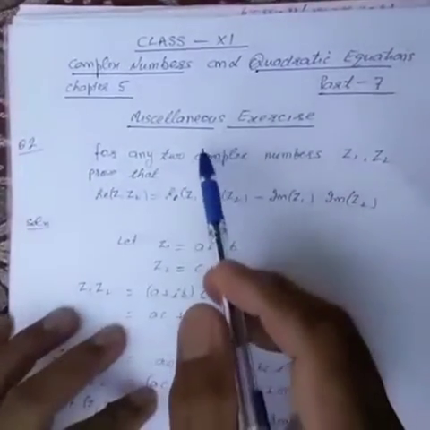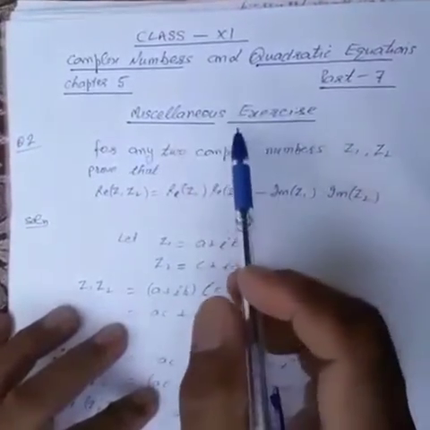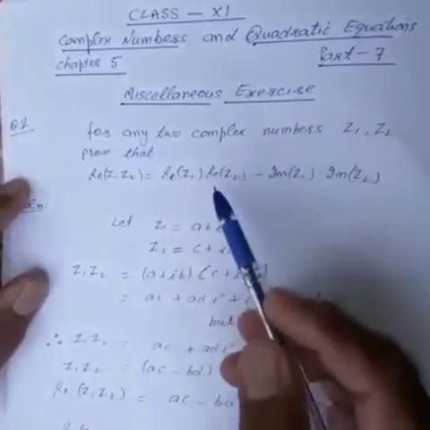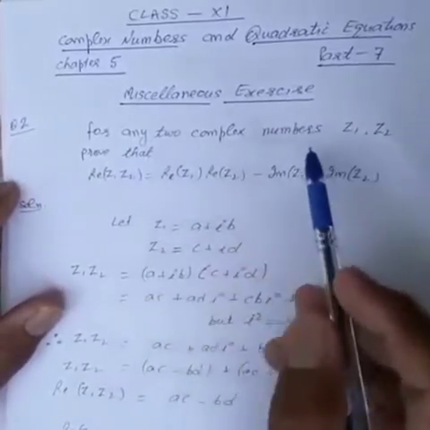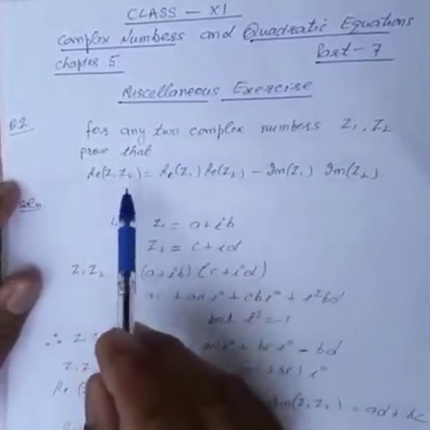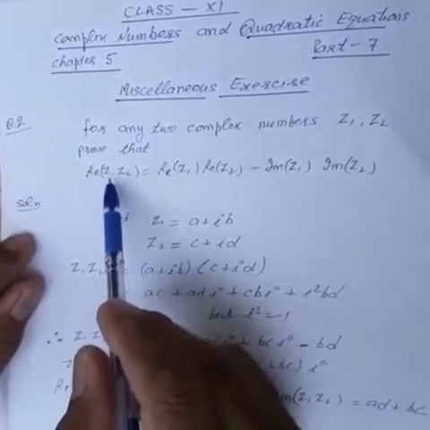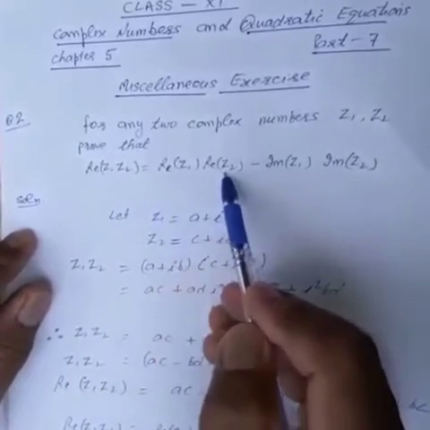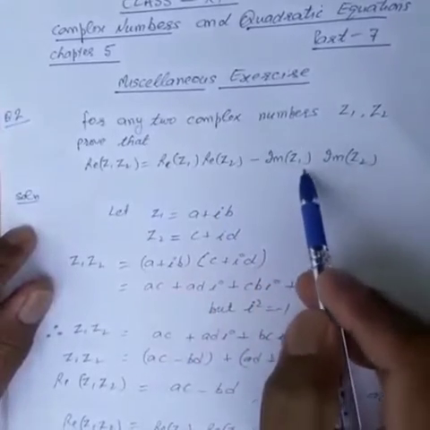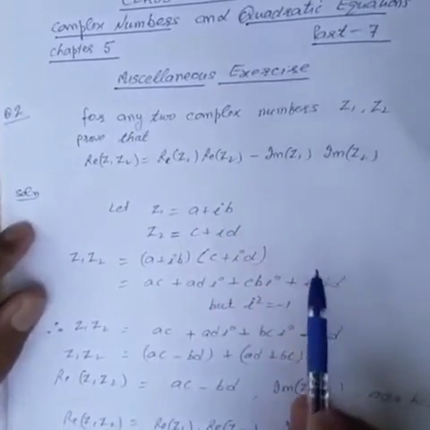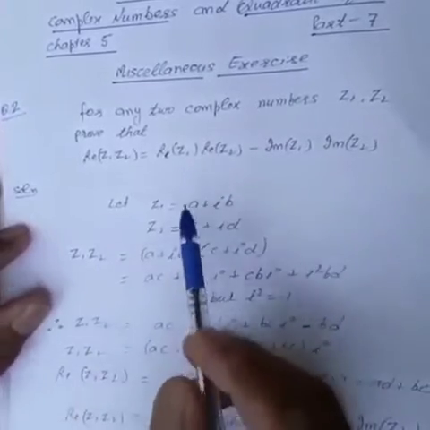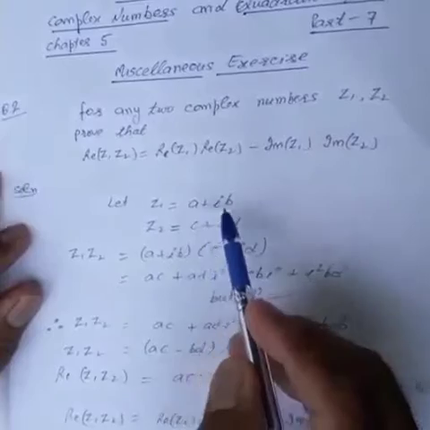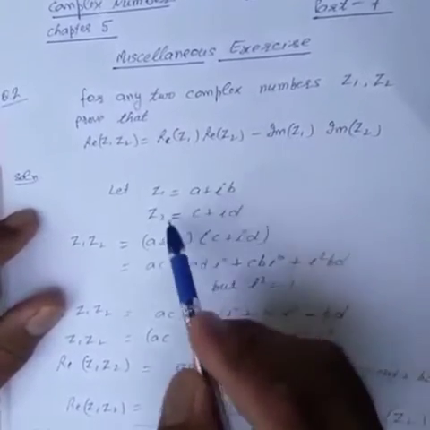Now today we will discuss the questions of miscellaneous exercise. We are starting with question number 2. In this question, for any two complex numbers z1 and z2, prove that the real part of z1 z2 is equal to the real part of z1 times the real part of z2 minus the imaginary part of z1 times the imaginary part of z2. So for the solution, you assume z1 and z2 as two complex numbers, a plus iota b and z2 as c plus iota d.